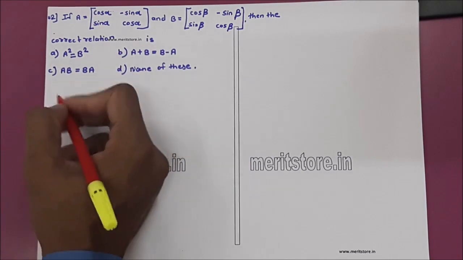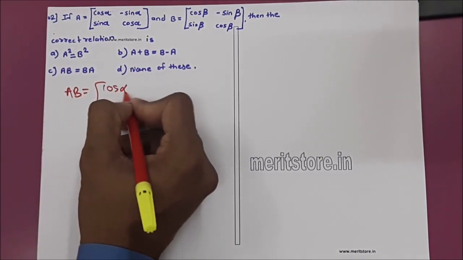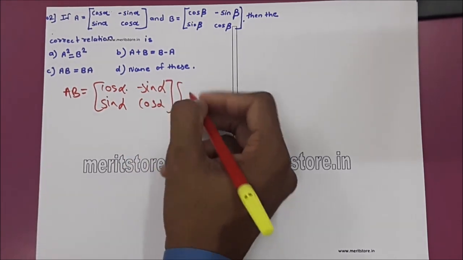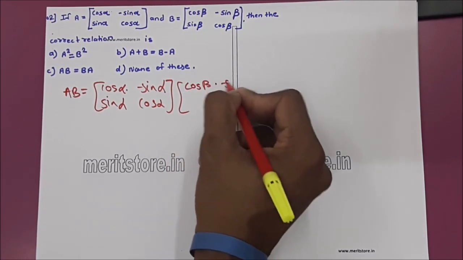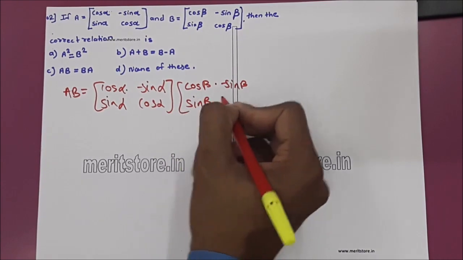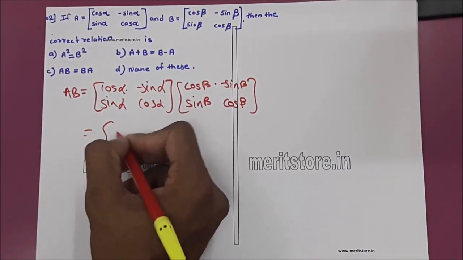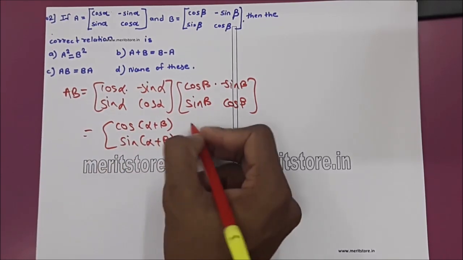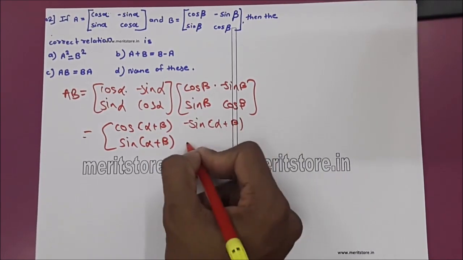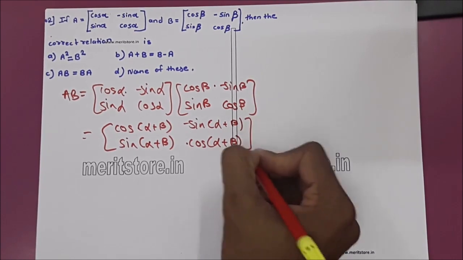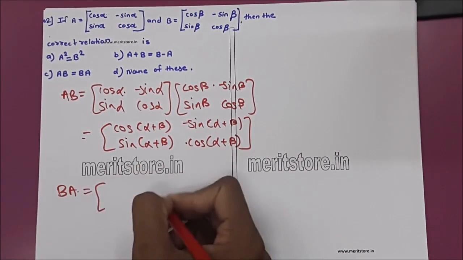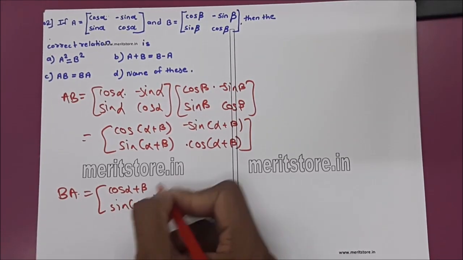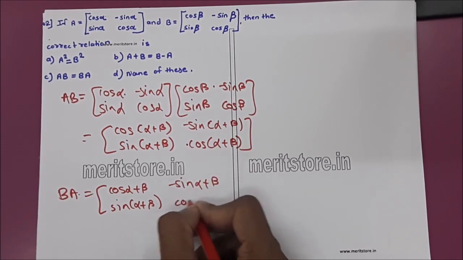We first multiply, or we check the verification, that is AB: cos alpha, sin alpha, minus sin alpha, cos alpha into matrix B, that is cos beta, minus sin beta, sin beta, cos beta. We solve this, we get cos alpha plus beta, sin alpha plus beta, minus sin alpha plus beta, cos alpha plus beta. For BA also, when we multiply B into A, we get cos alpha plus beta, sin alpha plus beta, minus sin alpha plus beta, cos alpha plus beta.